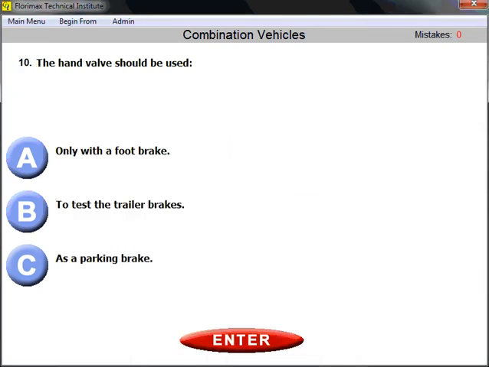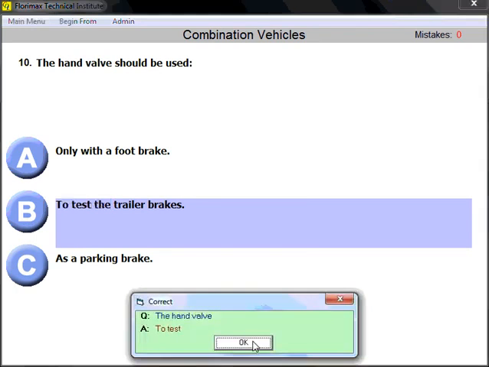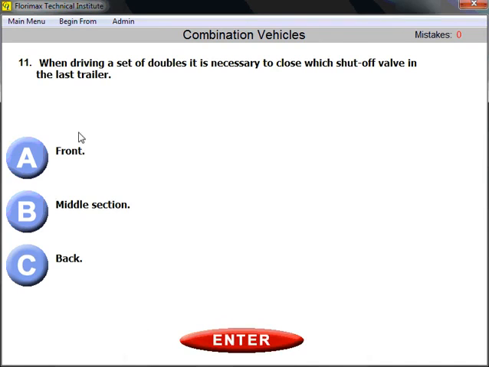Question number 10. A hand valve should be used. Again you need to remember, hand valve is a special device which is used only for one purpose: to test the trailer brakes. Nothing else. So hand valve should be used to test the trailer brakes, only for this particular purpose. Never during your movement, and not for anything else, no matter what.